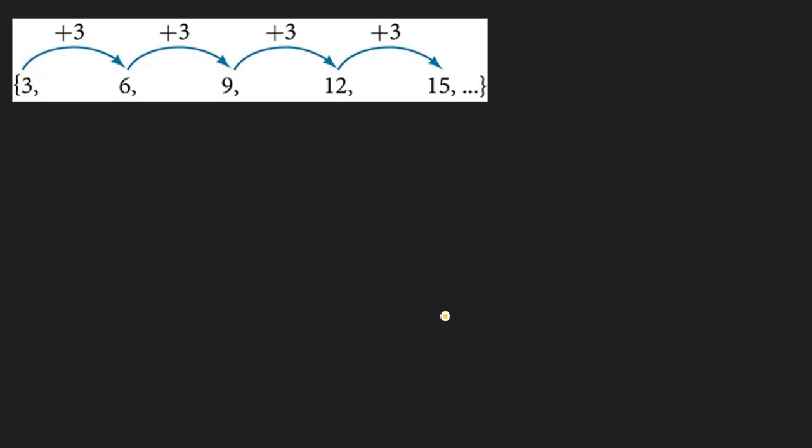But if we look at their consecutive terms, we have that 6 minus 3 is 3, 9 minus 6 is 3, 12 minus 9 is 3, and 15 minus 12 is 3. So in that case, this sequence in particular would have a common difference of 3.